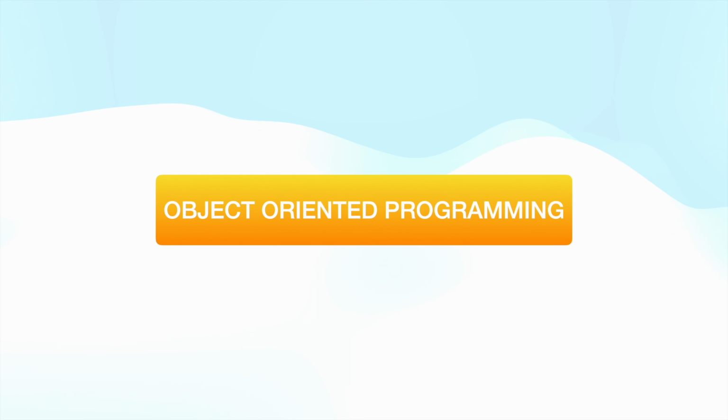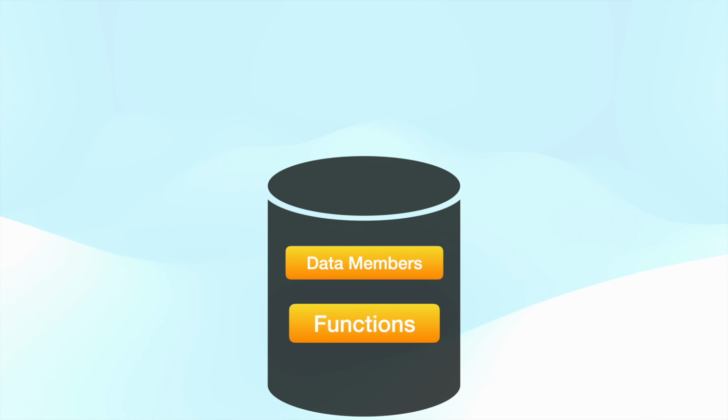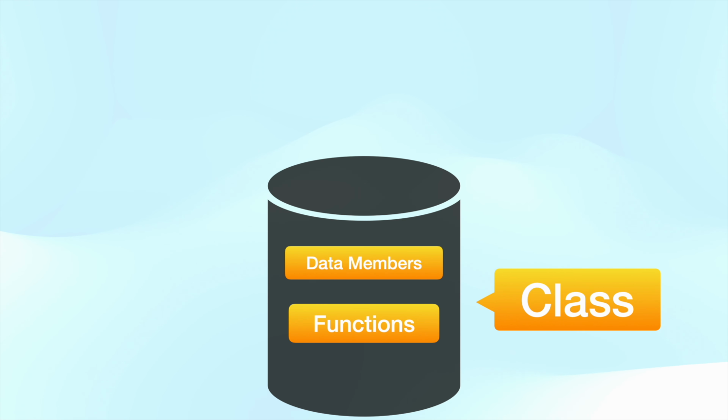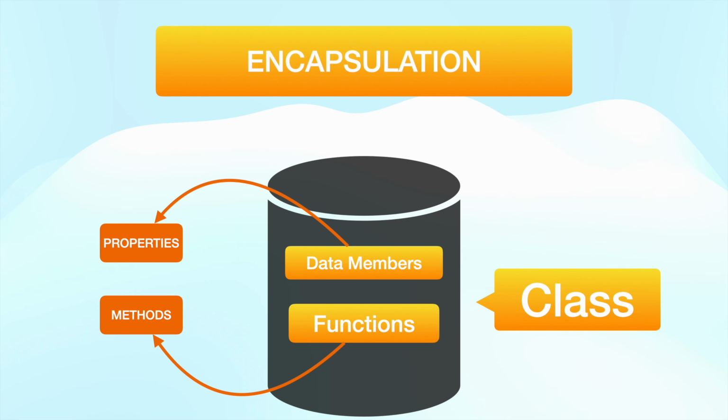In contrast, object-oriented programming focuses more on creating objects that have both data and behavior. In object-oriented programming, we wrap the related functions and data into a single unit called a class. The data is referred to as properties and the functions which operate on the data as methods. And this is what we call encapsulation.